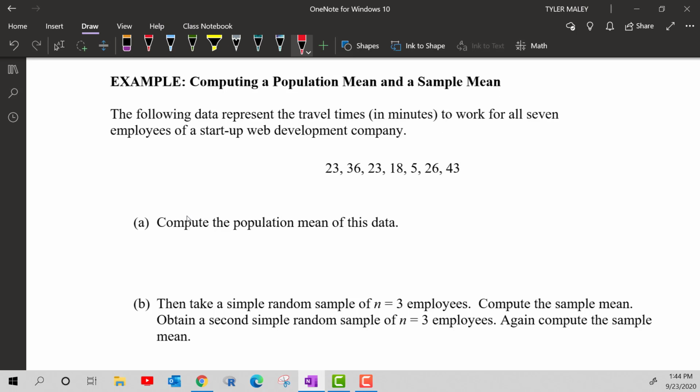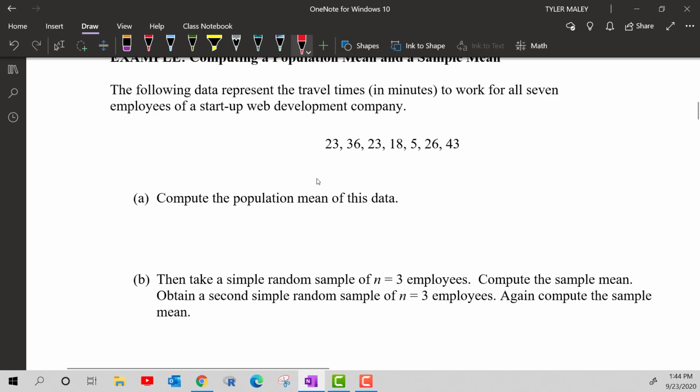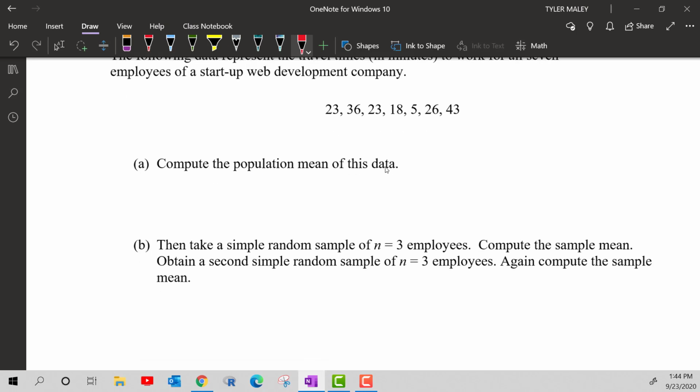So what I have now is an example of calculating population mean and then also sample mean. So we want to compute the population mean of this data. So here's my data set, and this we could label as x1, this is x2, x3, x4, x sub 5, x6, and x7.